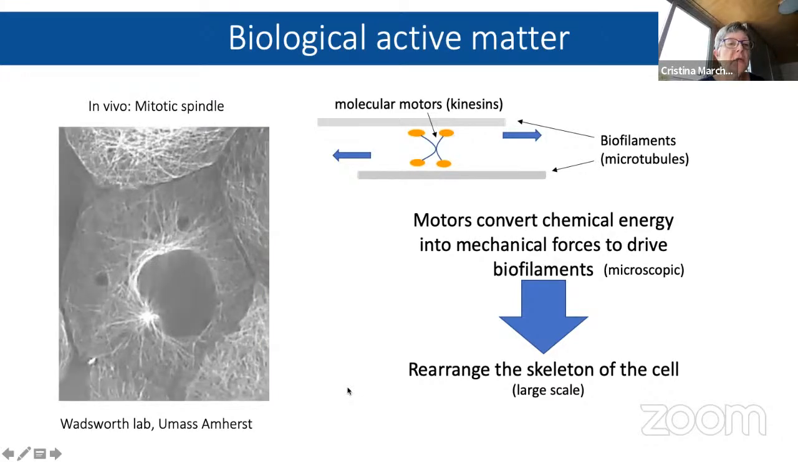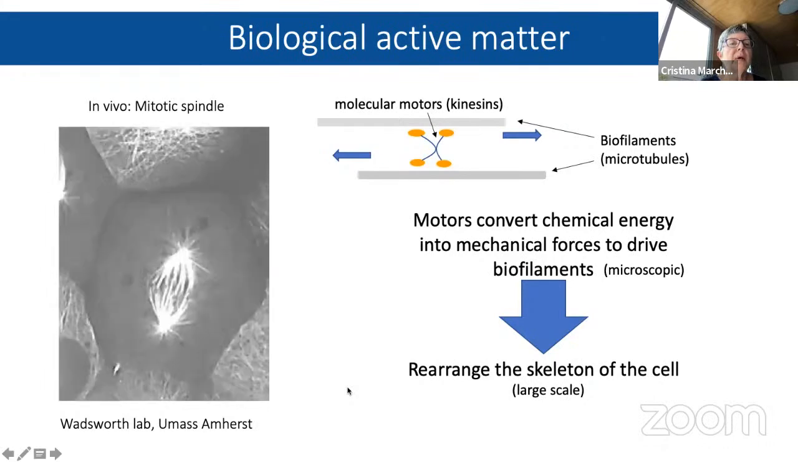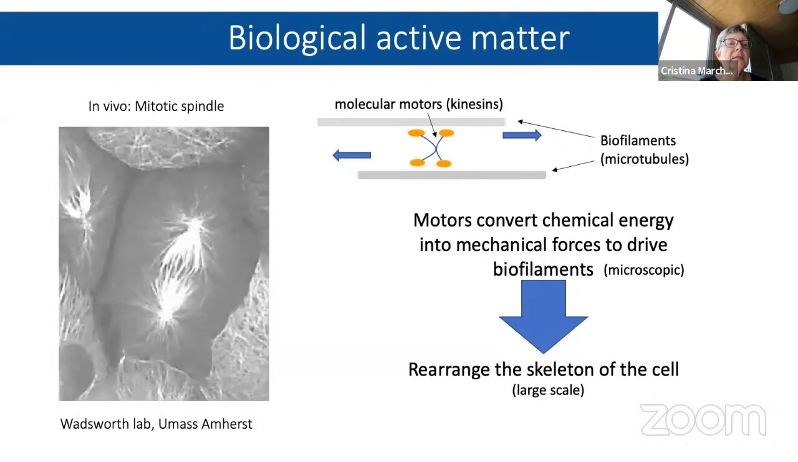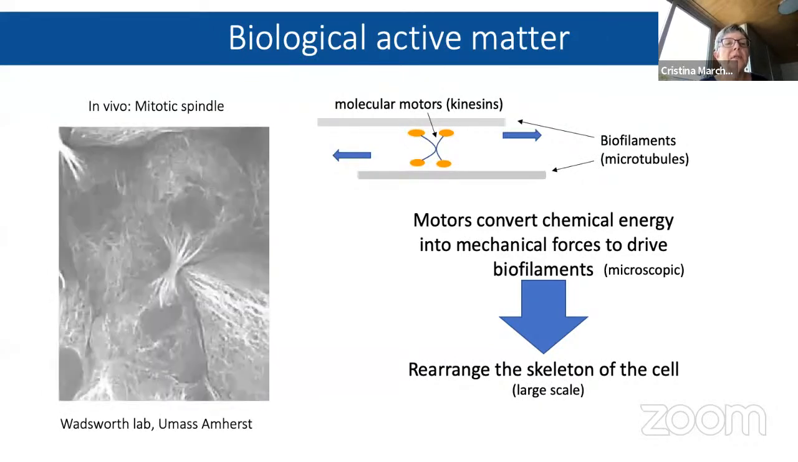And this is a video that shows how the structure called the mitotic spindle organizes and segregates genetic material upon cell division. This is a video from the Wadsworth Lab at UMass Amherst.